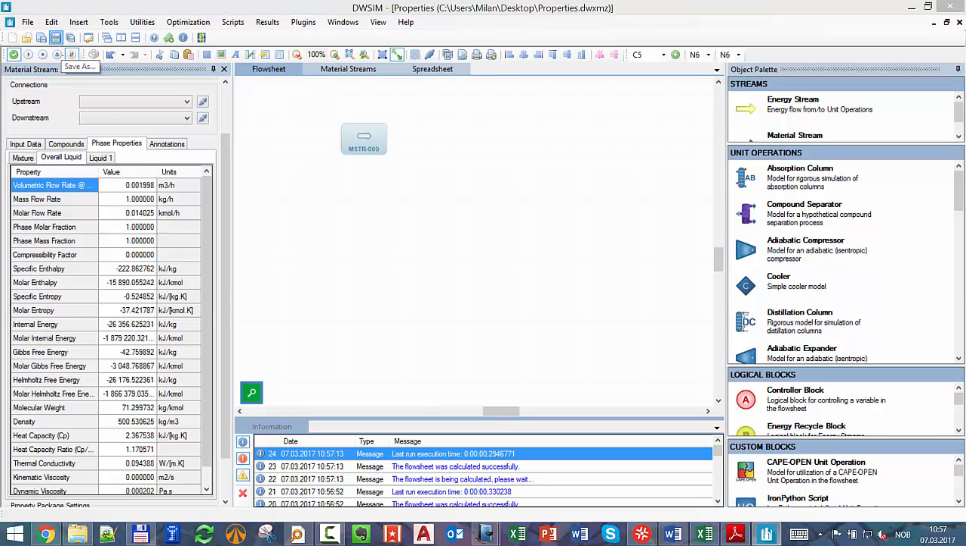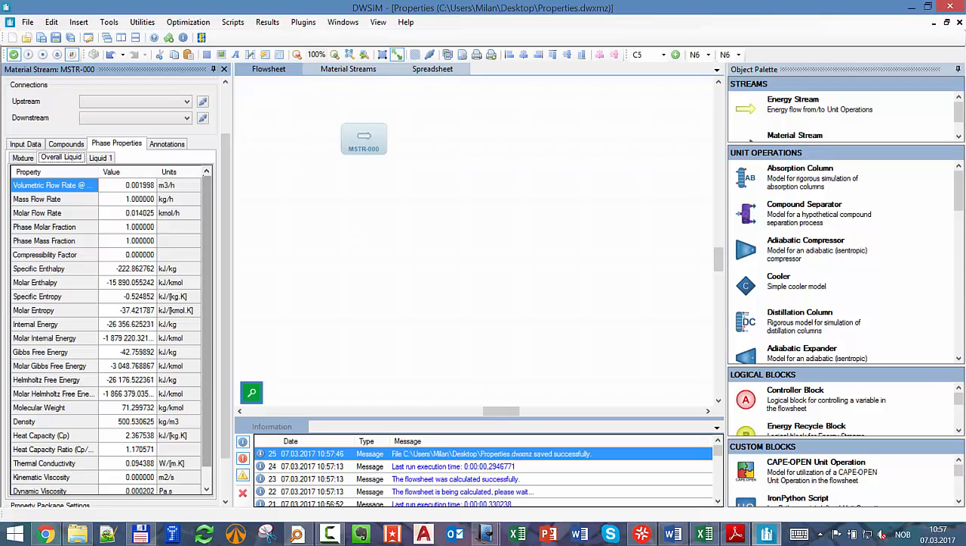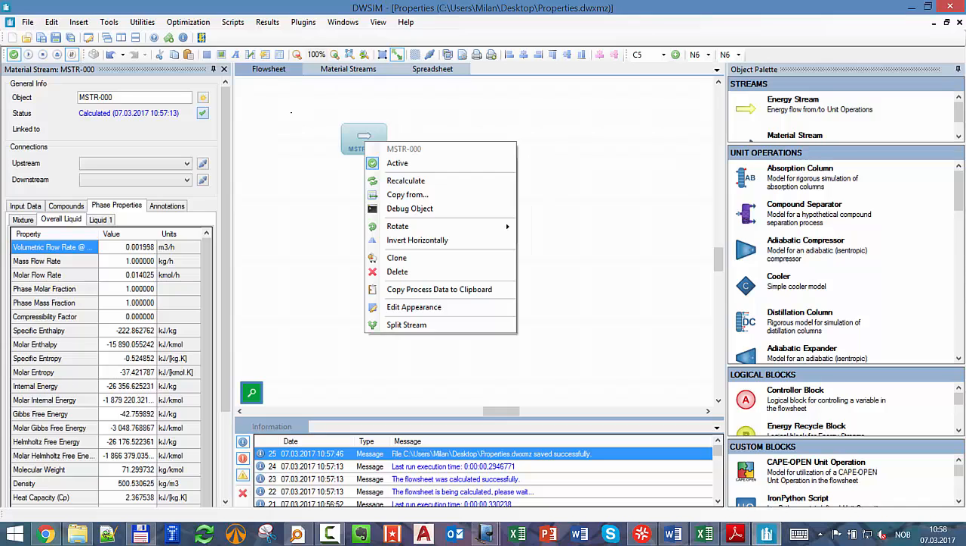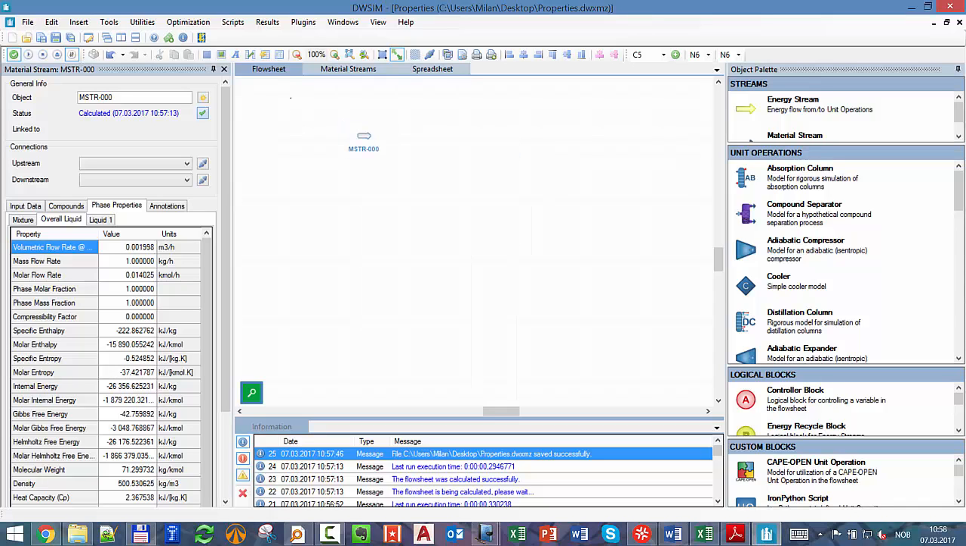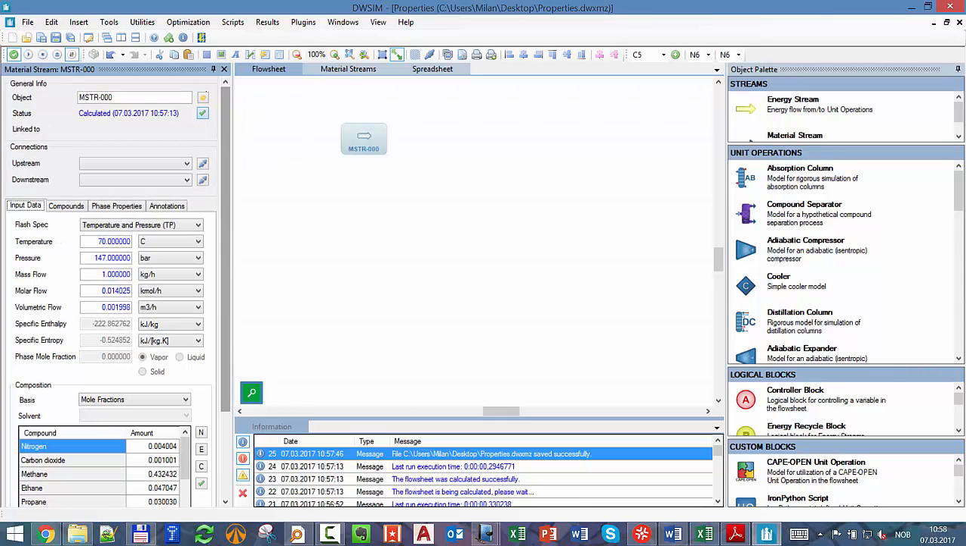I don't trust it too much, so I will try to verify it. How can I verify it? By using the phase diagram, right? If I manage to generate the phase diagram for that composition, I want to see if the point is inside or outside. So let's see that part. Let's just show it here.